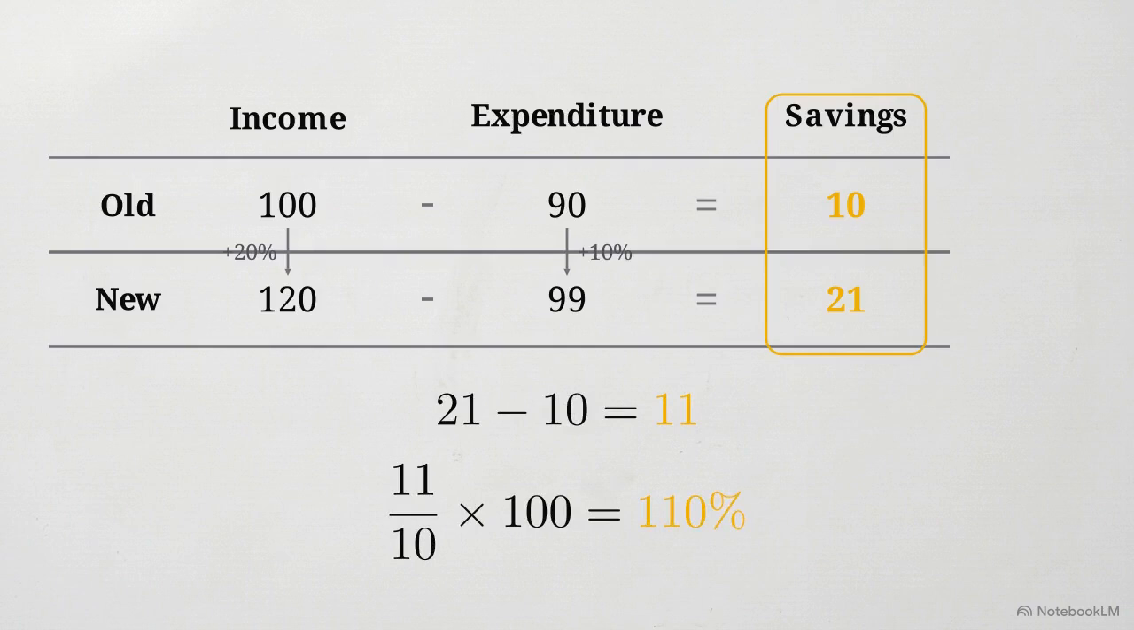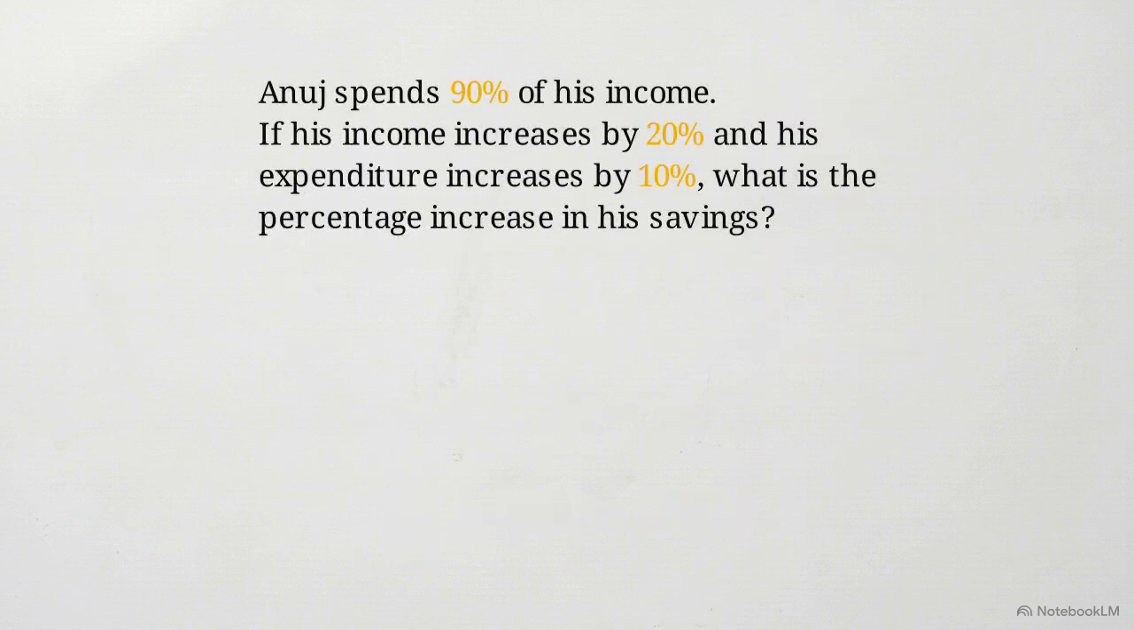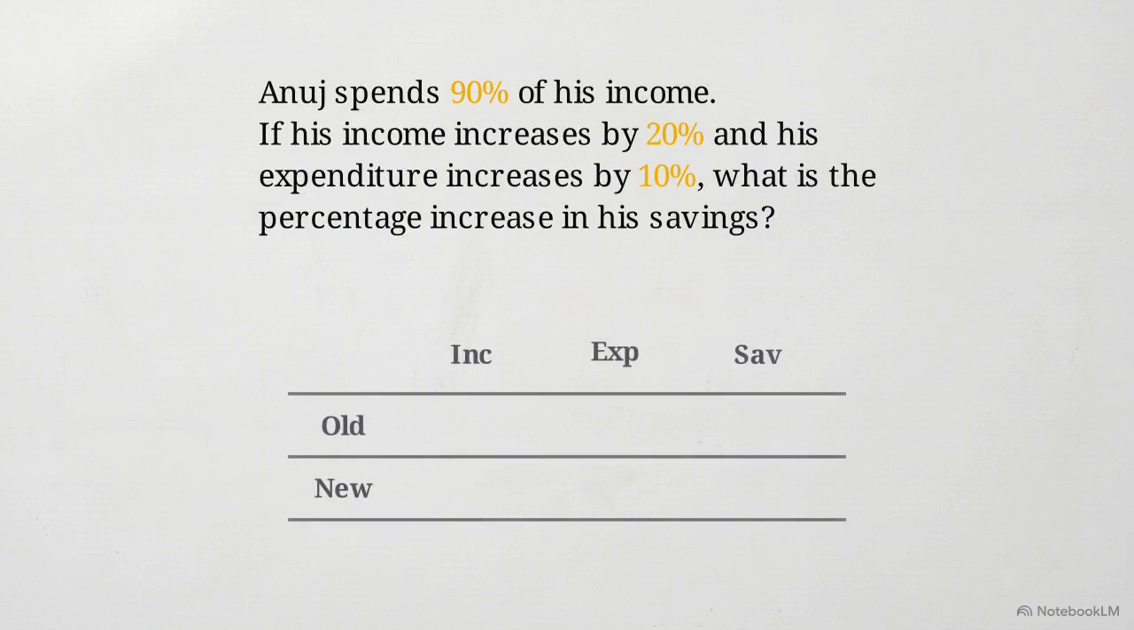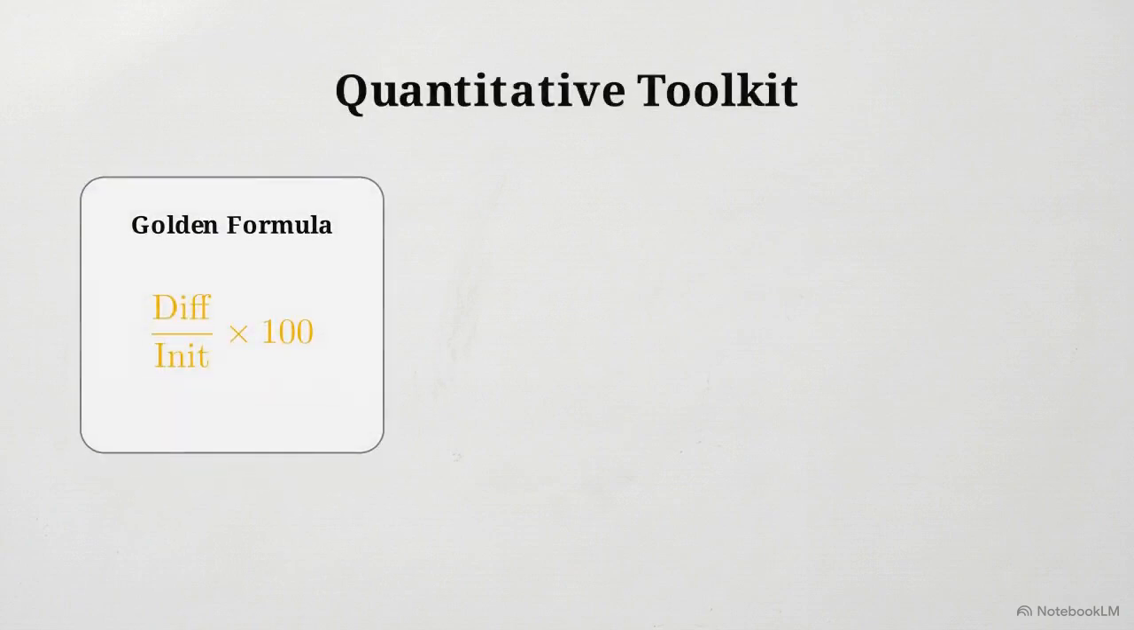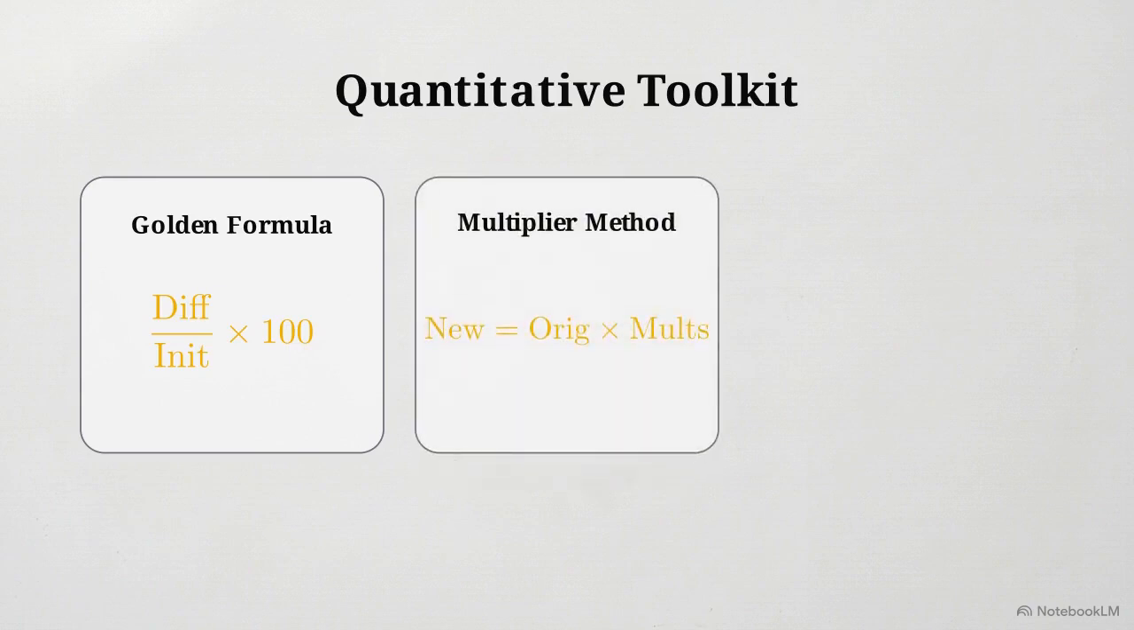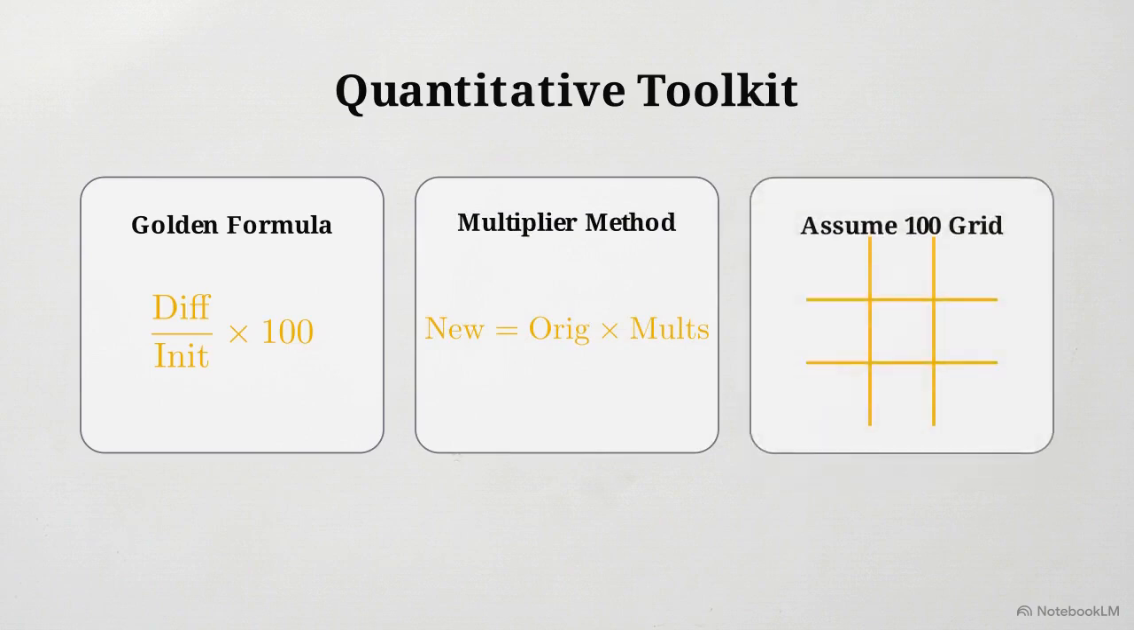Finally, we apply our golden formula strictly to the savings column. The difference between 21 and 10 is 11. Divide that 11 by the initial savings of 10, multiply by 100, and you get a massive 110% increase in savings. A confusing paragraph of text becomes a simple subtraction problem once you map the variables into a rigid, visual framework. You now have a complete system: the golden formula for baseline changes, the multiplier method for compounded sequences, and the Assume 100 grid for multivariable word problems.